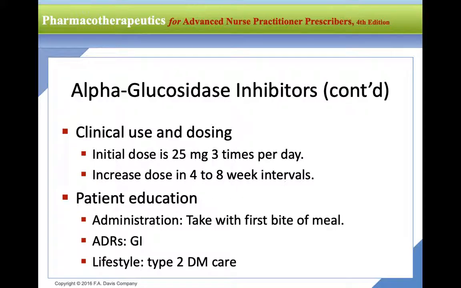So here are the doses. Patient education: take with the first bite of a meal. You do have to take it 3 times per day, which is another reason why it's not used as often. And remind them they're going to have that GI upset, so tolerate it the best they can.